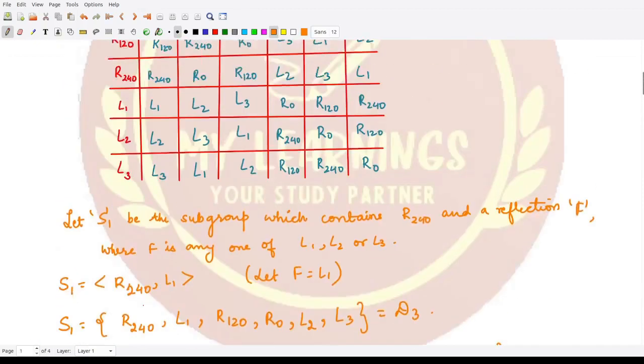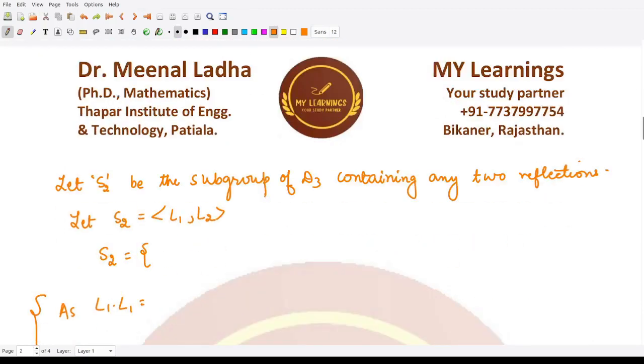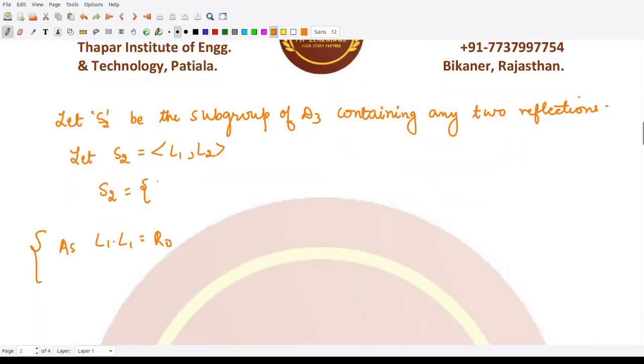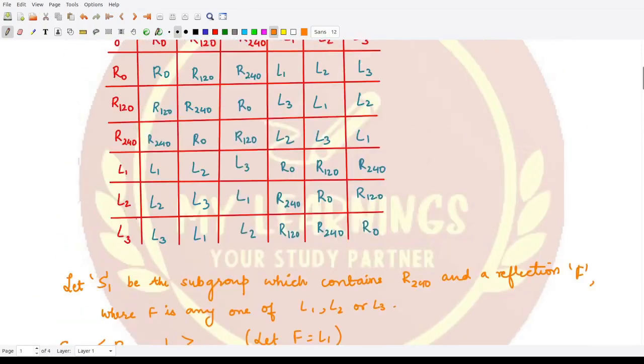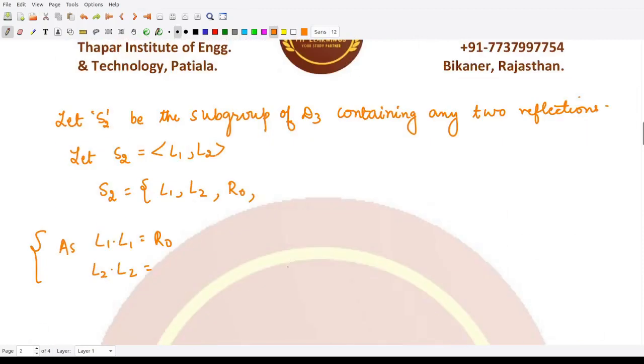What is L1 into L2? Let's see in the table. L1 into L1 is R0, so definitely R0 is present with us, right? In S2, obviously L1 is present here, L2 is present here, and R0 is present here. Let's see what is L2 into L2. It is again R0, so it is also present within our group.